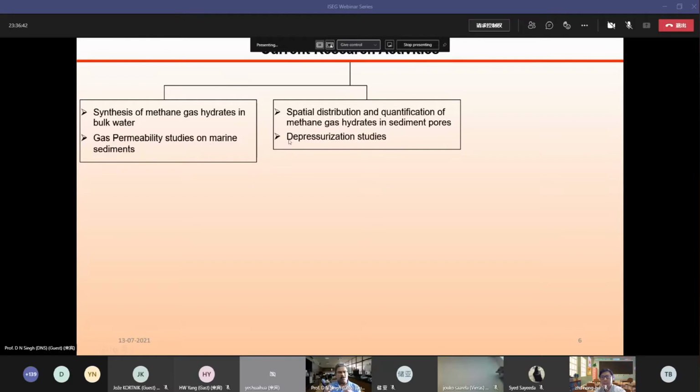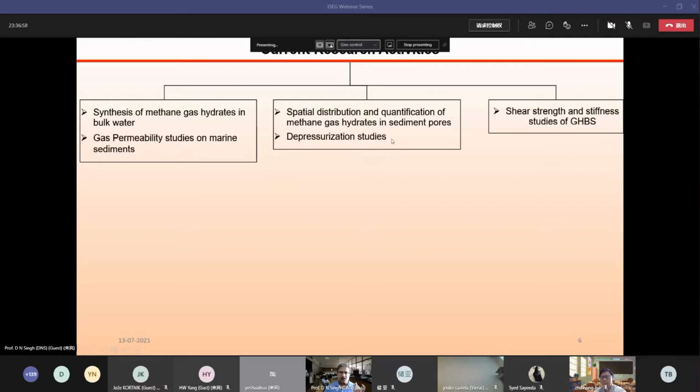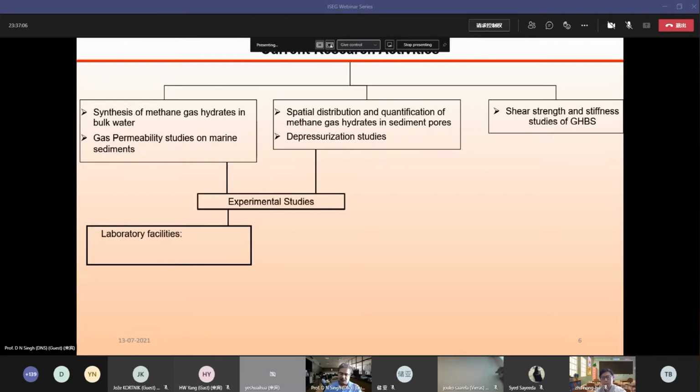Having done this, the second aspect would be spatial distribution and quantification of the methane gas hydrates in sediment pores. Very tricky task. How would you look into the structure to say what type of formation has occurred? And then depressurization to release the methane gas. And once these two modules have been studied, we would like to study the shear strength and stiffness of the gas hydrate bearing sediments. So these are the two parts of the experimental study which we are doing.